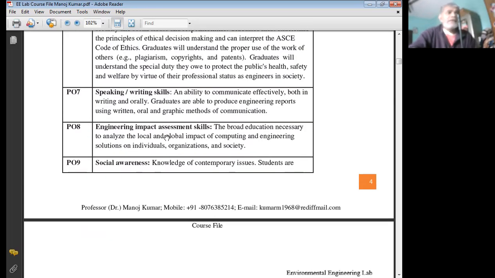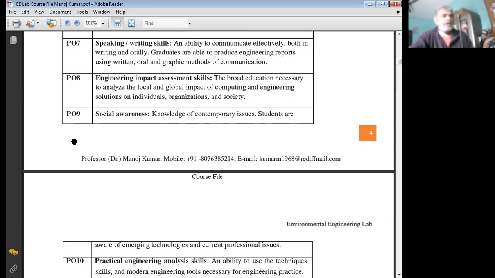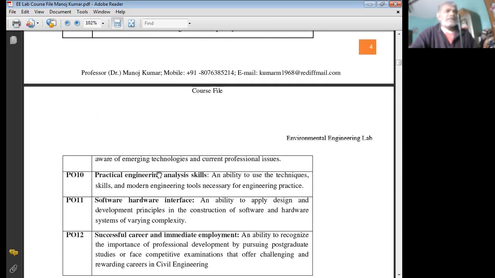PO8, engineering impact assessment skill: the broad education necessary to analyze the local and global impact of computing and engineering solutions on individuals, organizations and society. PO9, social awareness: knowledge of contemporary issues. Students are aware of emerging technology and current professional issues.